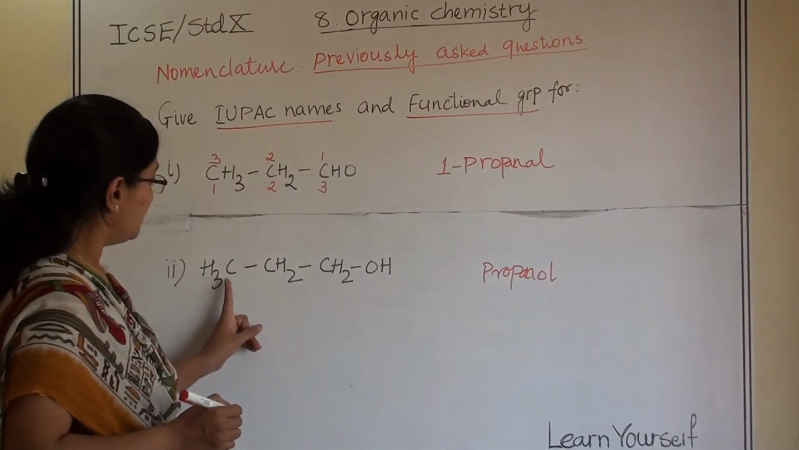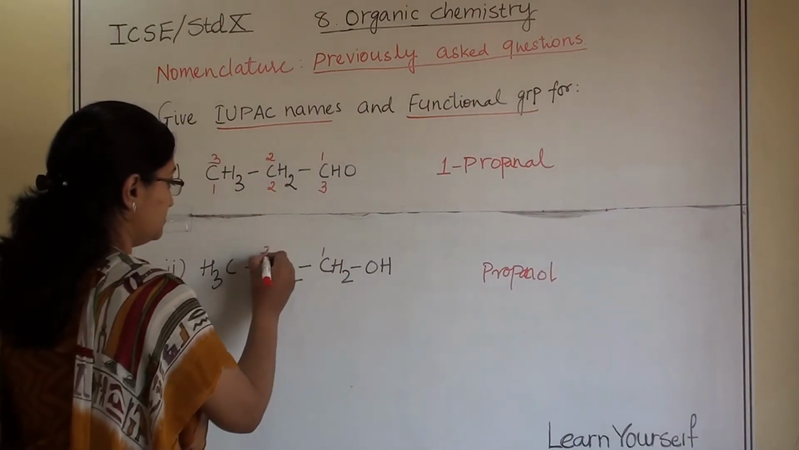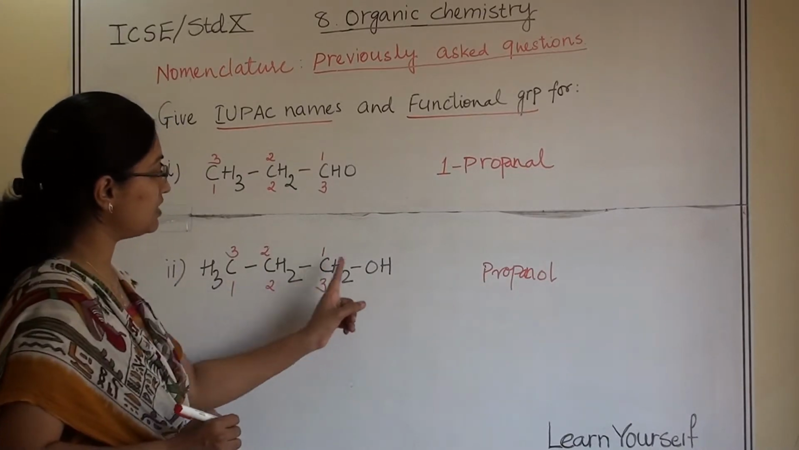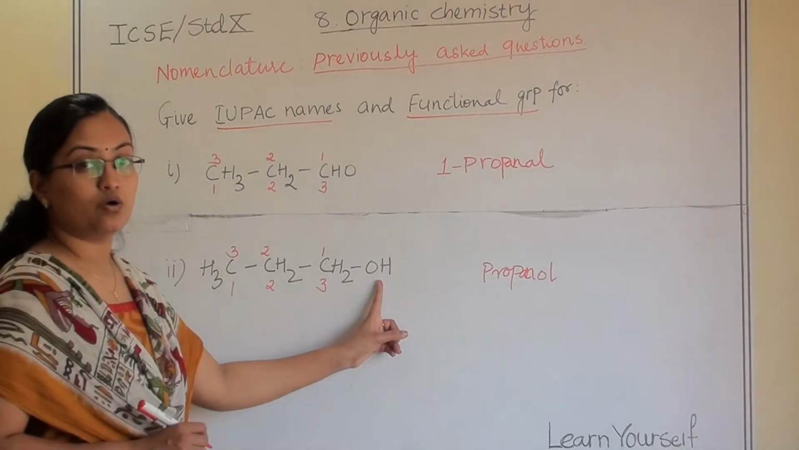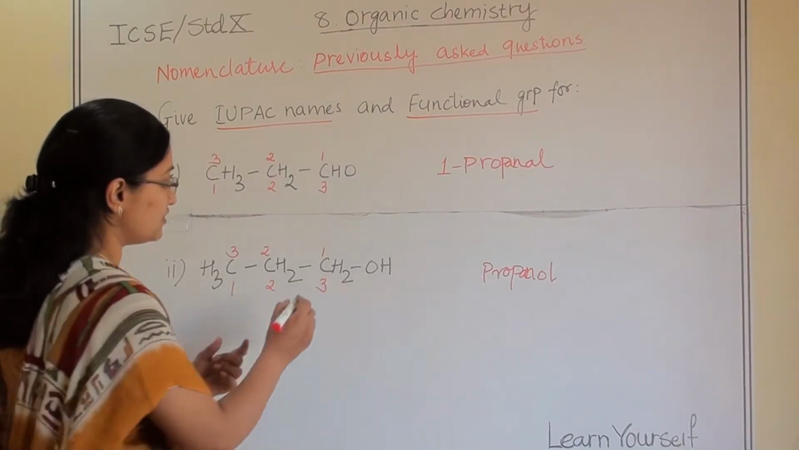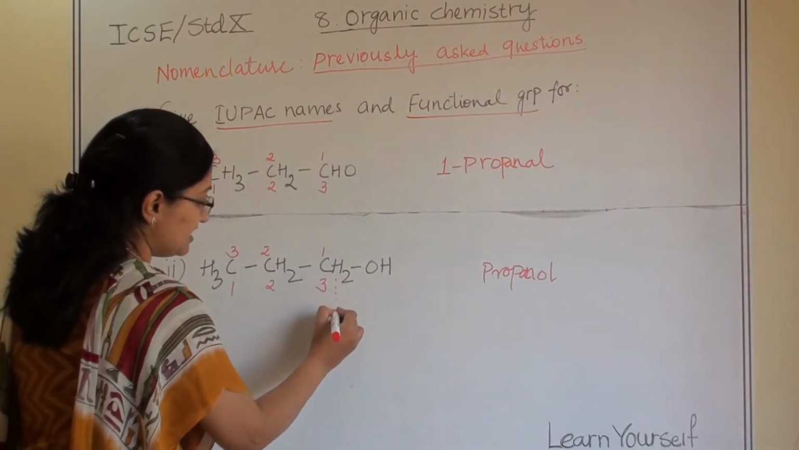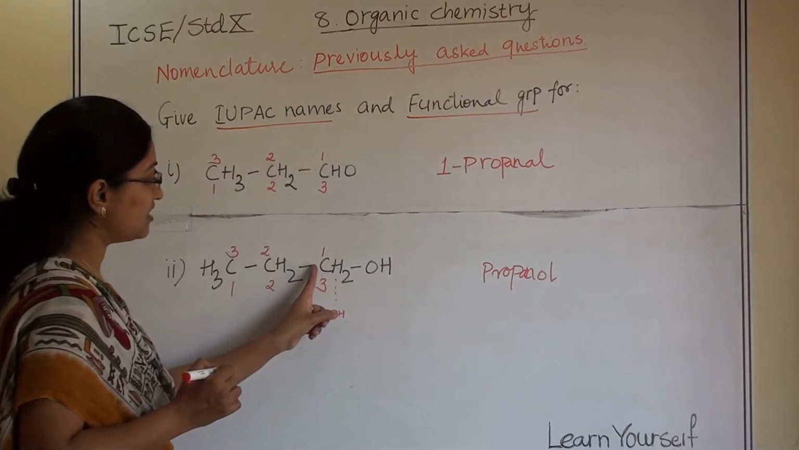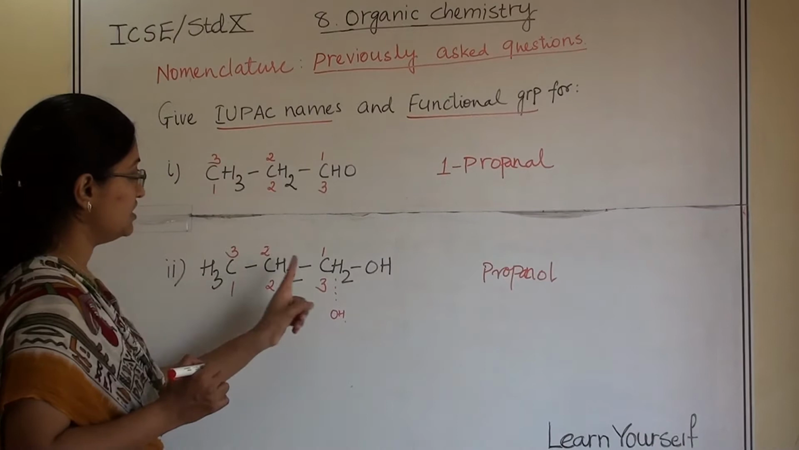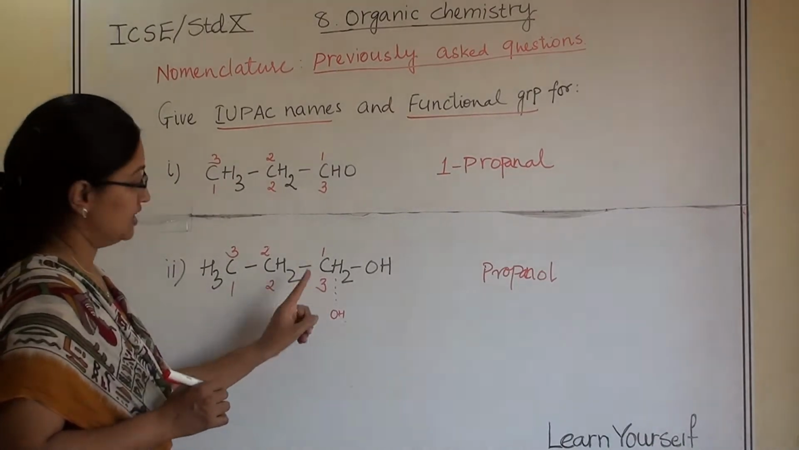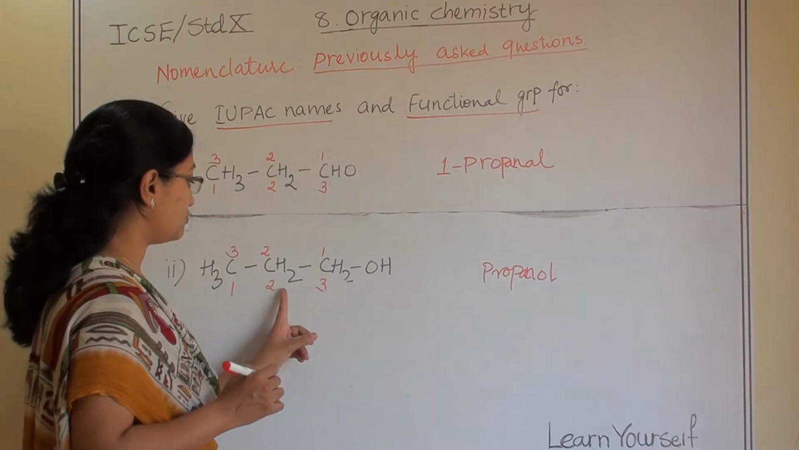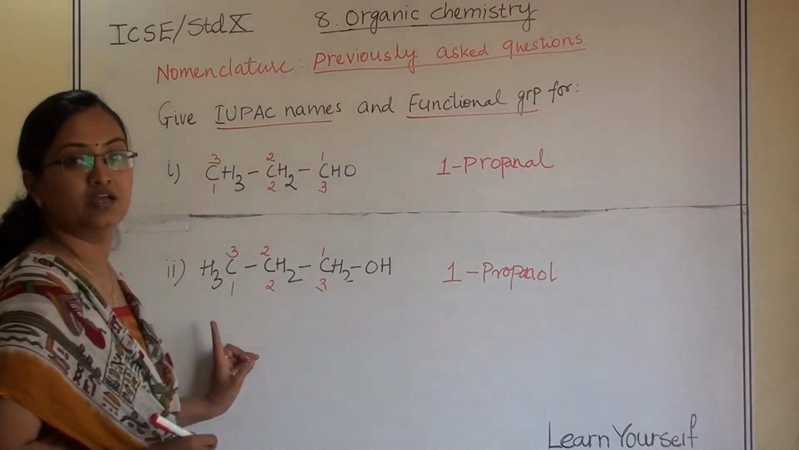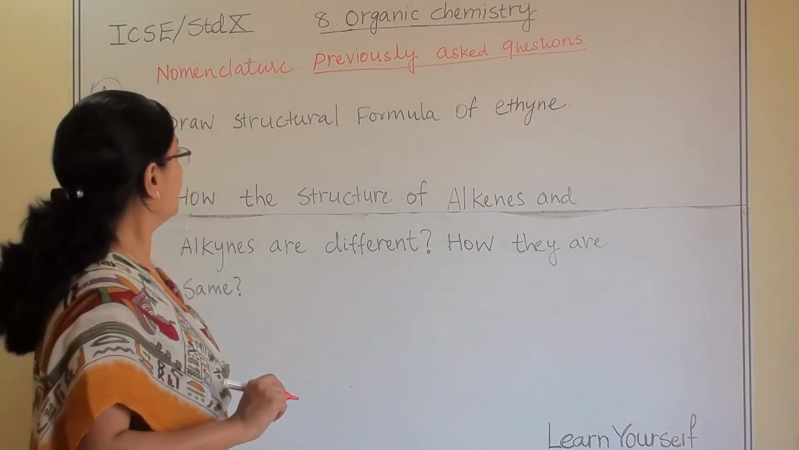And here when we are counting this 1, 2 and 3, we are giving the smaller number to this alcohol group. This means you can also write that here also the OH group is present. So the OH group is attached with this carbon only, not with this and not with this. So we are giving one number to this carbon atom and not to this and not to this. So here we are giving 1-propanol.